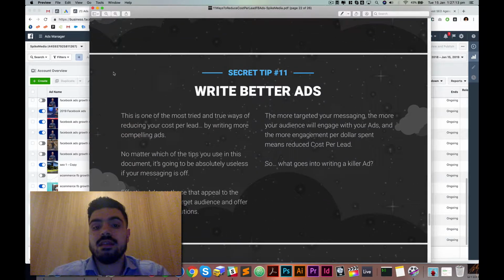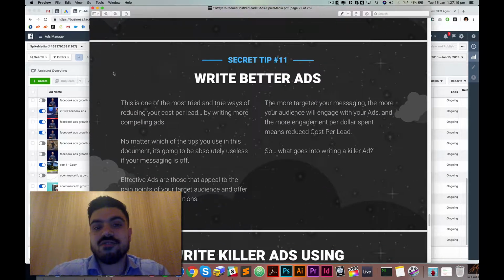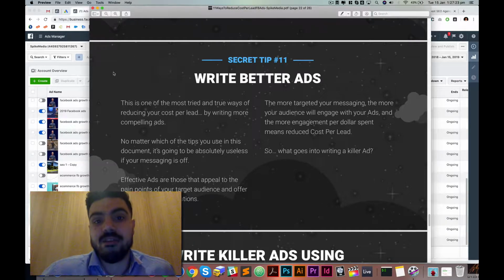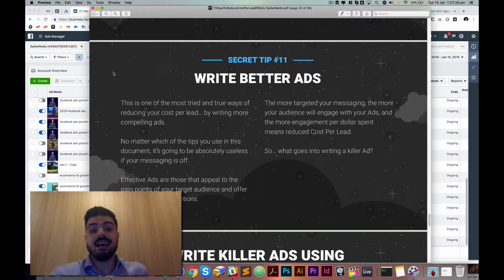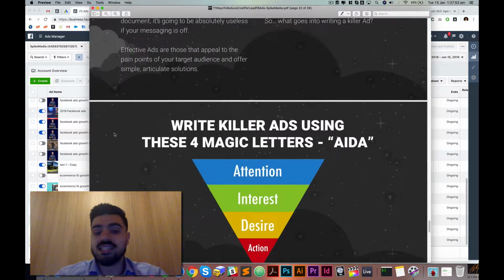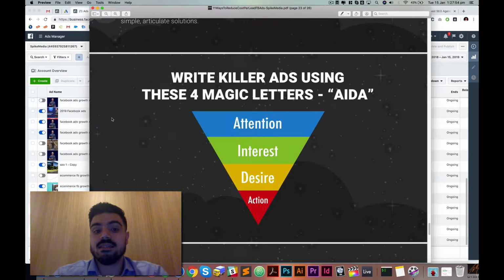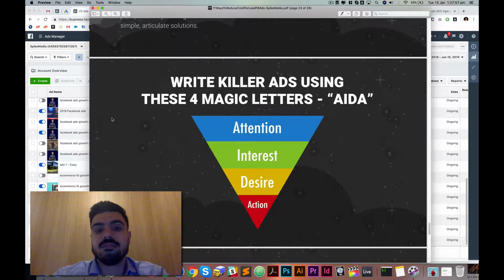Secret tip number 11. This tip seems quite self-explanatory, but if you want to perform better on Facebook, you need to be writing better ads. So what I wanted to run you through right now is the anatomy of a formula that we use here from time to time. It's really plug and play, and I'm going to explain it point by point. And it's really applicable to a whole bunch of industries. Let's dive right in. What does it take to actually write a killer ad in Facebook advertising?